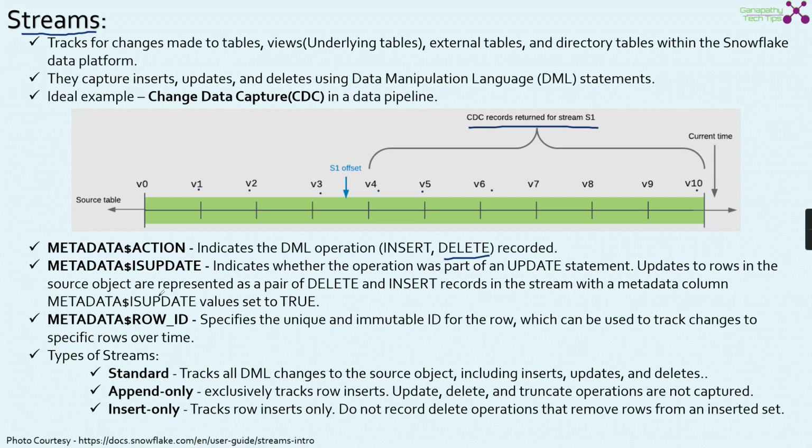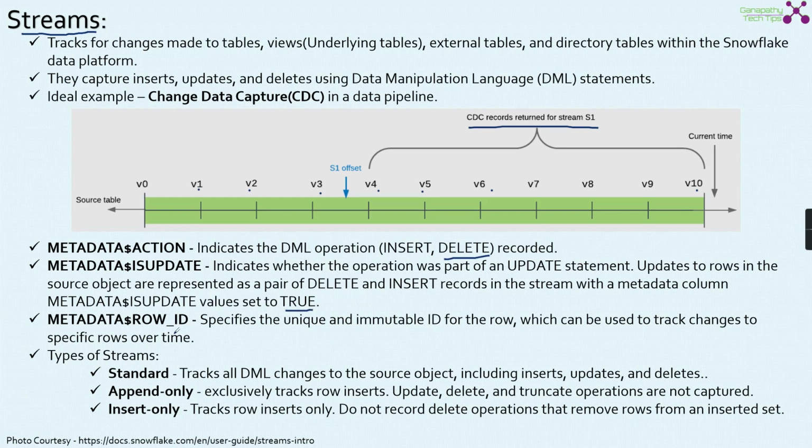Update rows to the main source object are represented as a pair of delete and insert records. So how is it represented? It is represented in two records, a delete and an insert. Both the records will have the metadata is update value set to true.